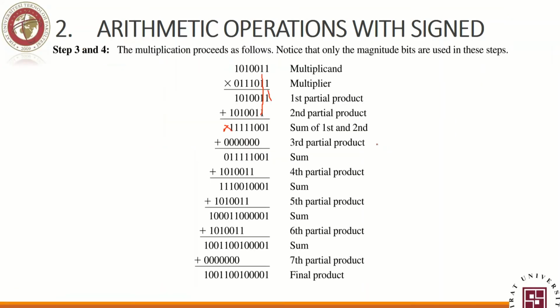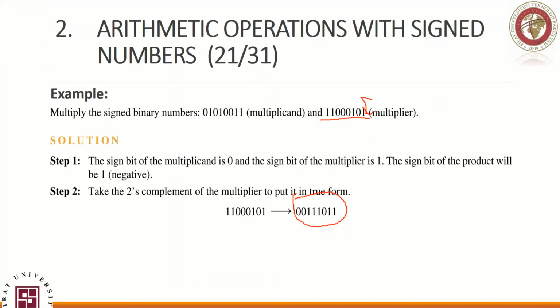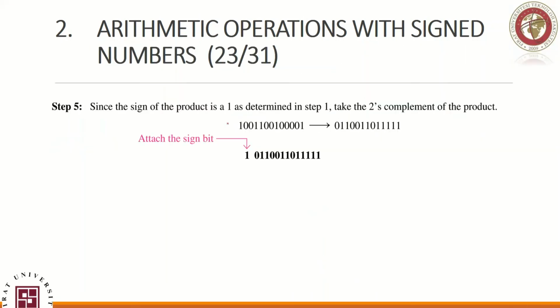Now, do not forget that this number is not the end. Why? Remember that we had one of them negative and the other one positive, so they had different signs. So we need to add 1 for the sign in front of the MSB, the most significant bit. That is the representation, do not forget it.